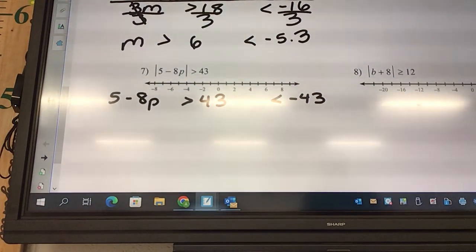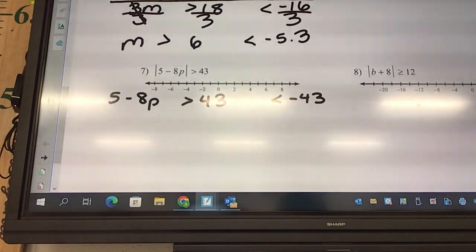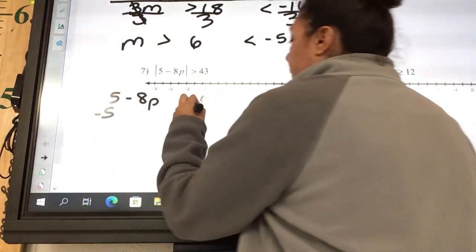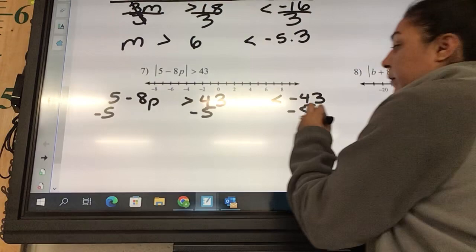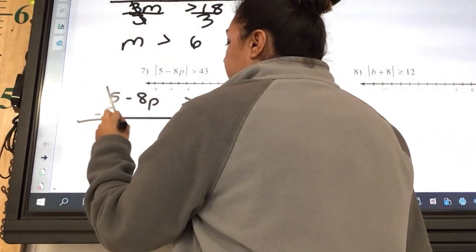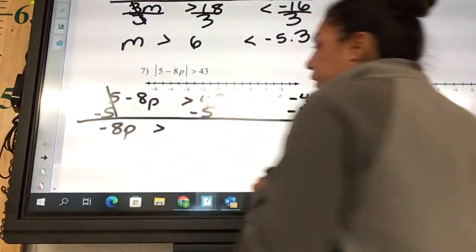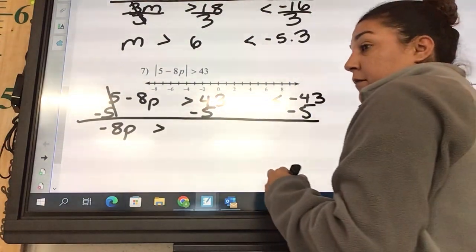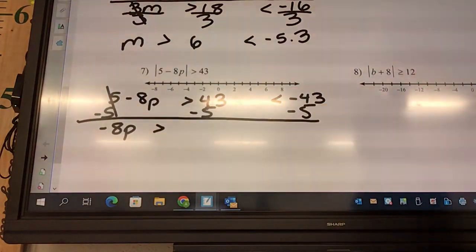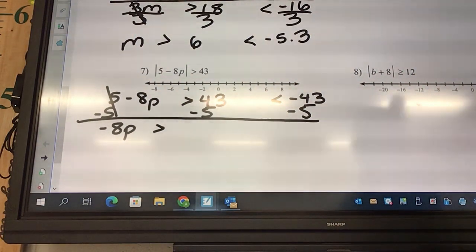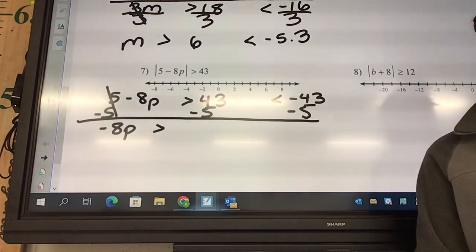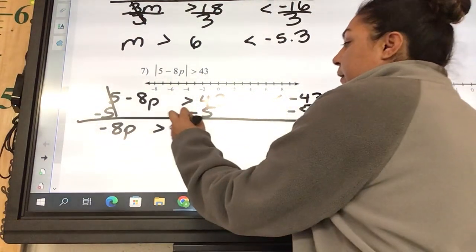Okay, what's going to get moved first? Minus 5 on both sides? So I got negative 8p. What is 43 minus 5? 38? Now you looking like you're guessing now. 43 minus 5. Yeah, 38. You said 43 minus negative 5?